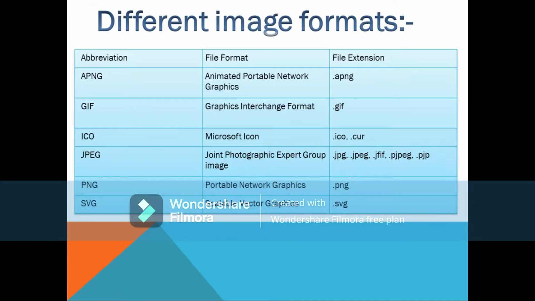First, we will learn what the different formats of the image are. These are the different file formats: APNG, full form Animated Portable Network Graphics; GIF, Graphics Interchange Format; ICO, Microsoft Icon; JPEG, Joint Photographic Experts Group; PNG, Portable Network Graphics; and also SVG. And these are its extensions. Among those, the most popular are GIF, JPG, and PNG, which you use frequently. So let's start working with this.